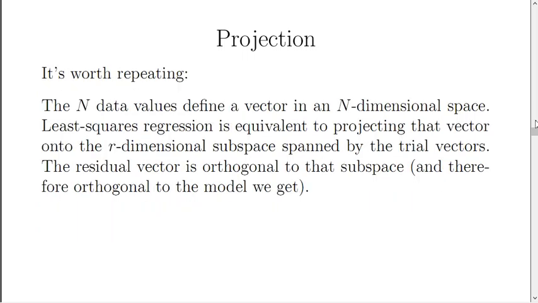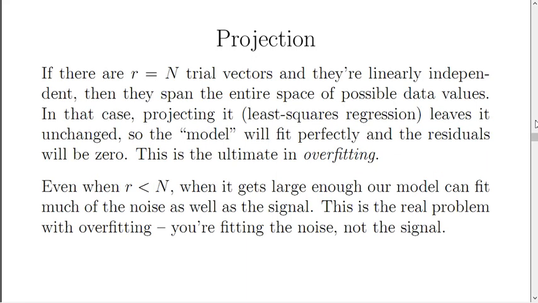It's worth repeating that the n data values define a vector in an n-dimensional space. I call it sampling space. The least squares regression is equivalent to projecting that vector onto the r-dimensional subspace spanned by the trial vectors. The residual vector is orthogonal to that subspace, and therefore orthogonal to the model we get, as well as orthogonal to every one of the trial vectors.